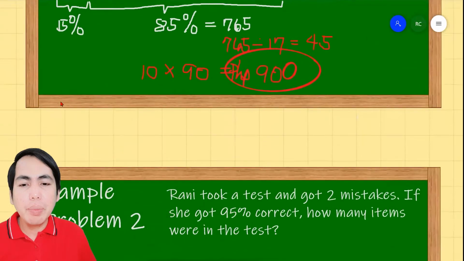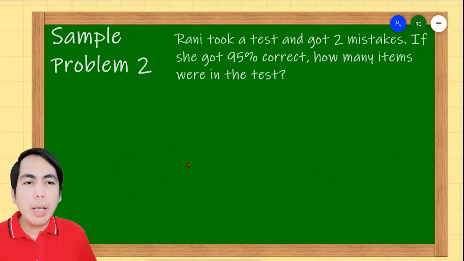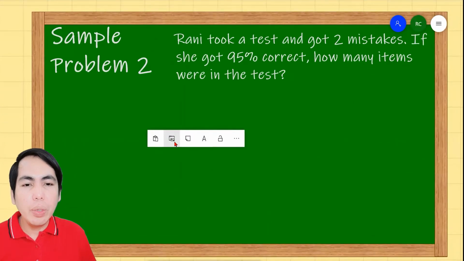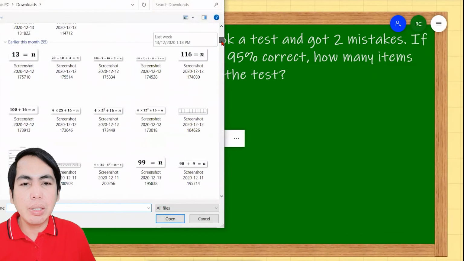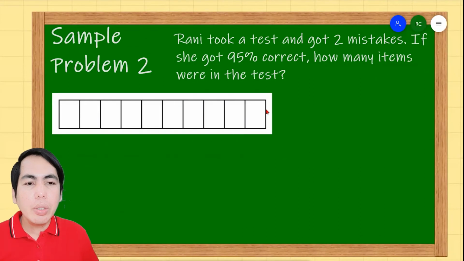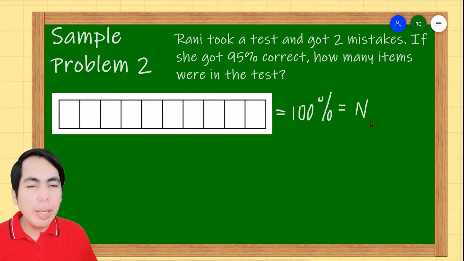So let us have sample problem number 2. Rani took a test and got 2 mistakes. If she got 95% correct, how many items were in the test? First, we are going to represent the total items of the test through this block. So this block represents 100%, which is equivalent to n, since that is the missing term.